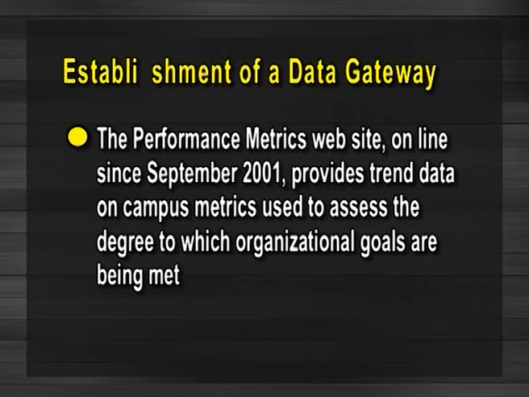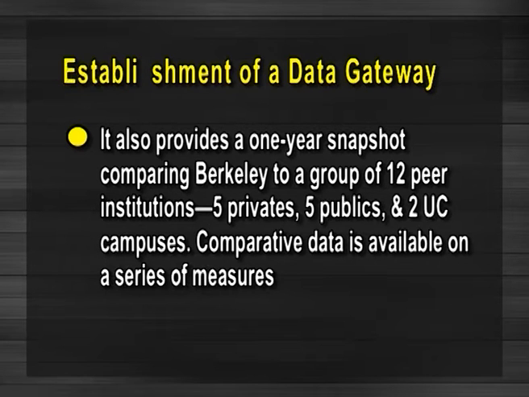The Performance Metrics website, online since September 2001, provides trend data on campus metrics used to assess the degree to which organizational goals are being met. It also provides a one-year snapshot comparing Berkeley to a group of 12 peer institutions, 5 privates, 5 publics, and 2 UC campuses. Comparative data is available on a series of measures.